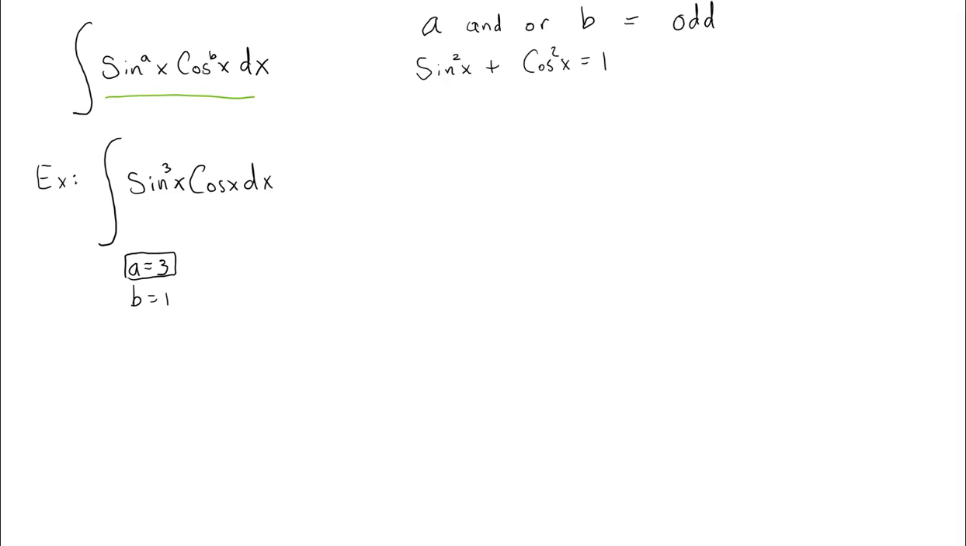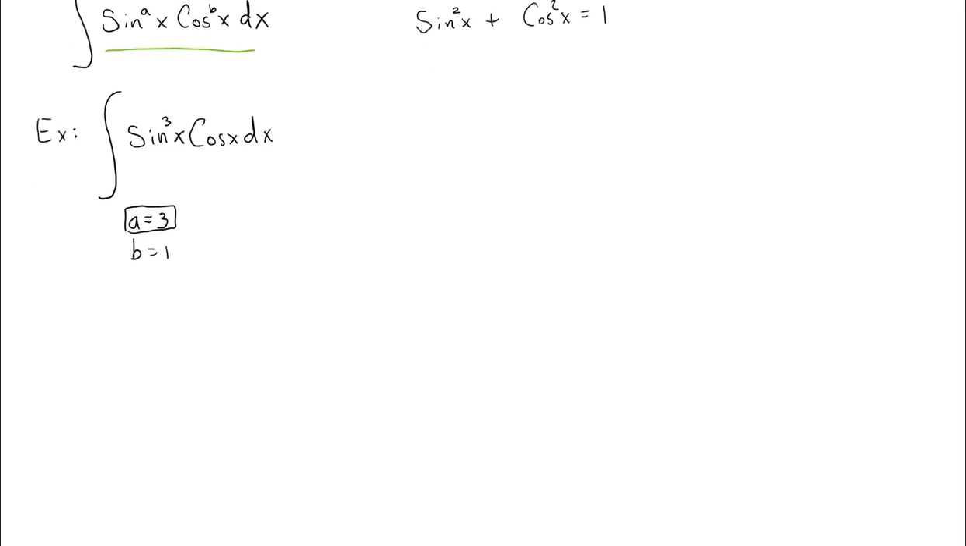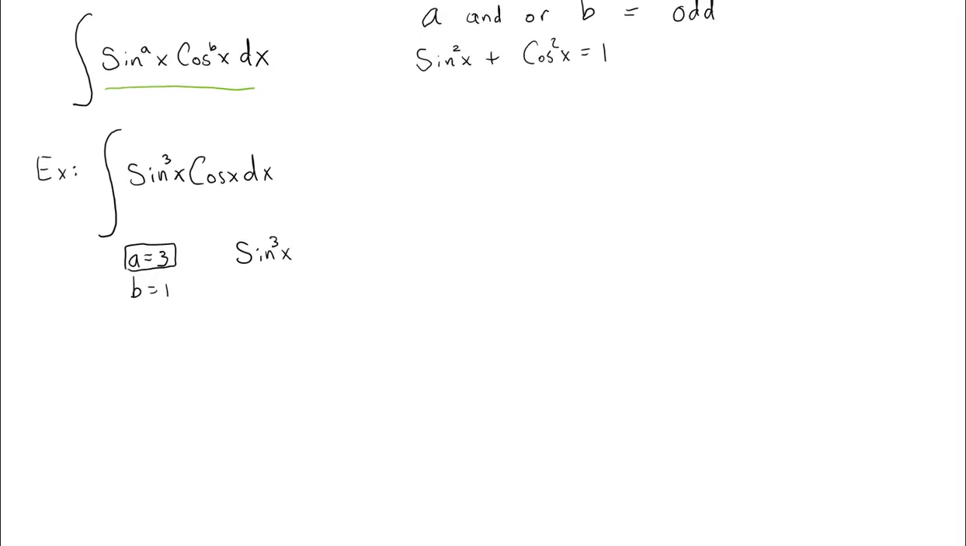So now that we've decided that indeed our integral here is of the form where at least one of the powers is odd, we're going to take this sine cubed of x and use this identity up here, where we know that sine squared of x is equal to, subtracting a cosine squared of x on both sides, 1 minus cosine squared of x.